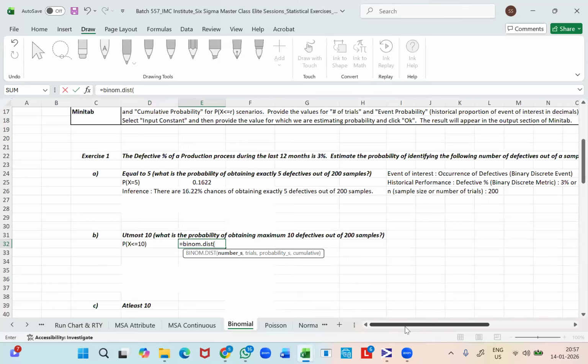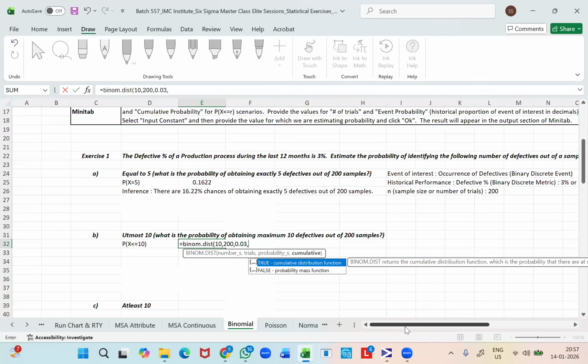So what will be the number here for this scenario? What will be the X reference value? The number will be, come on, tell me, 10. 10, right? 10, comma, and trials will be, these are all the common values, right? So the sample size is 200 and the historical performance value is 0.03.